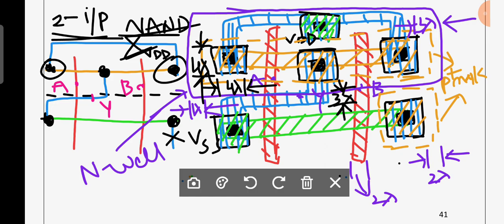Okay. If it is possible for you, give the rules, no issue. This is 4 lambda, and here also what is this? 4 lambda. I hope you are clear.